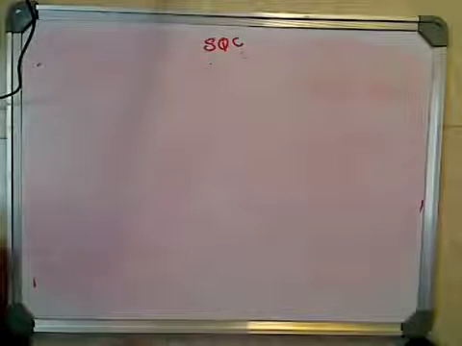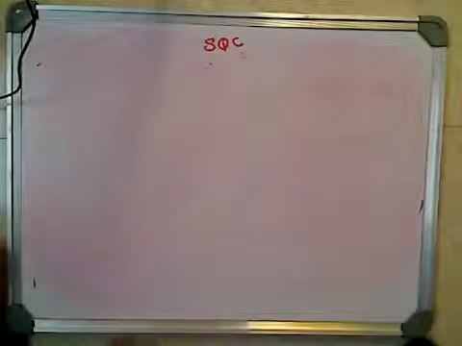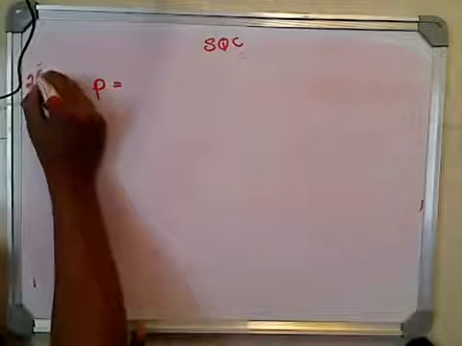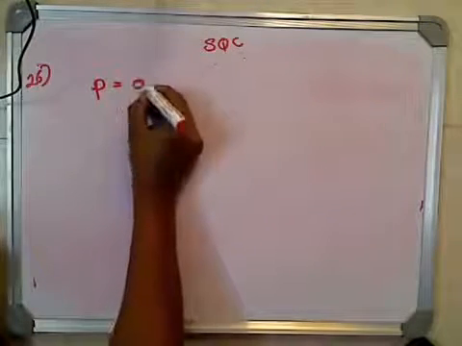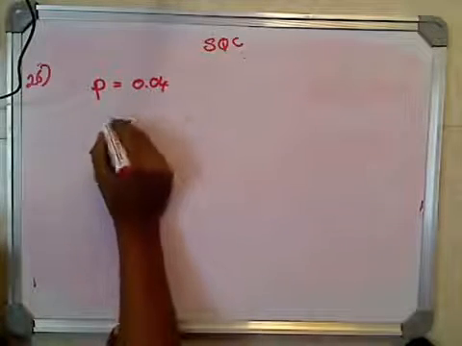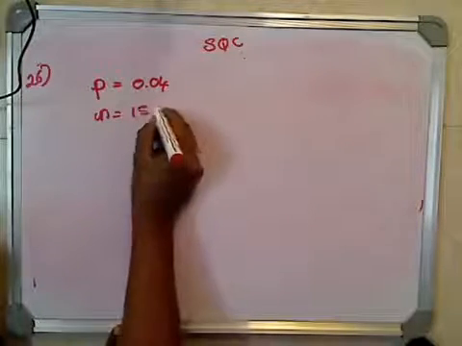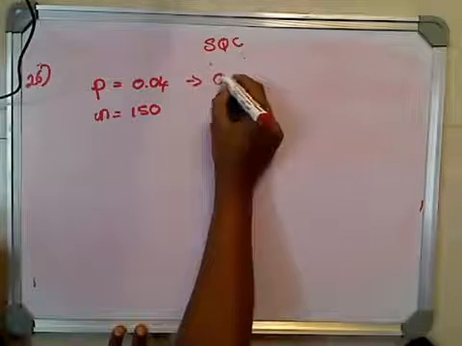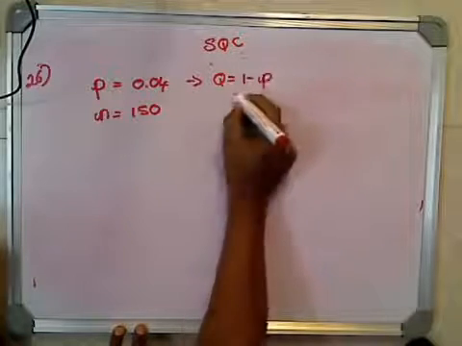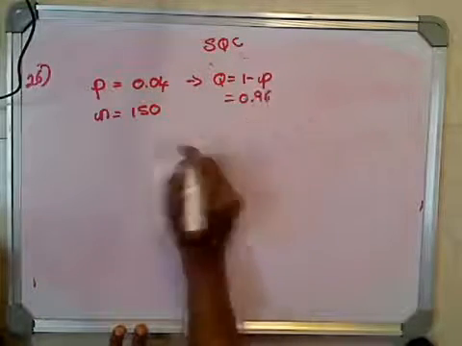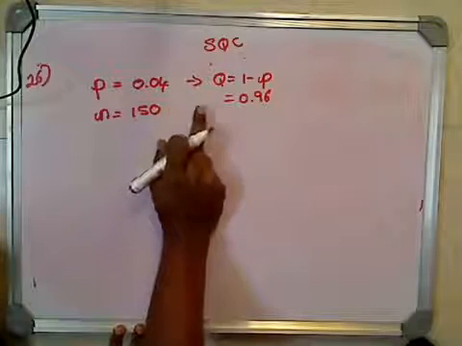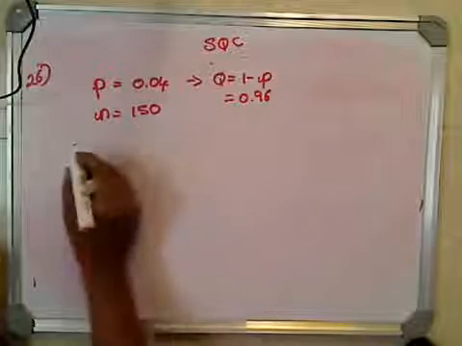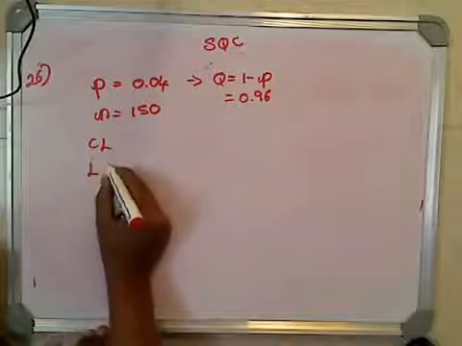Okay, so let's see how you in fact go about finding the answer to this. Firstly, the value of p, this is problem 26. P is already mentioned, so 0.04. N, the sample size, is given as 150. Q will not be difficult to find because Q is nothing but 1 minus P. 1 minus 0.04 should give you 0.96. Now all you need to do is substitute the values and you have your answer.